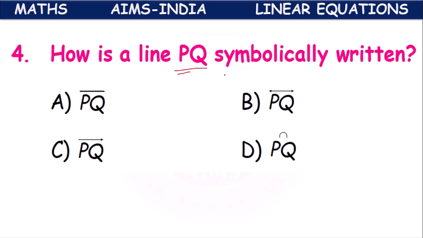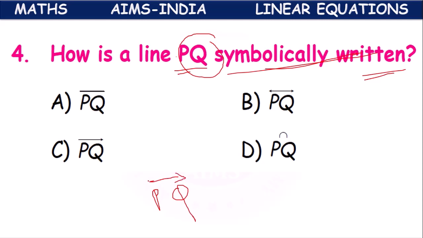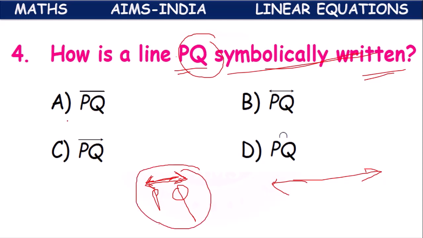So how is the line PQ symbolically written? So line means on PQ we have to keep a bar with the two arrow marks at two ends. Not end points, because line will not have any end point. It can be extended towards right side, extended towards left side. So at two corners, two arrows we have to keep, and this will be the symbol of a line. Only bar without arrows, no. Bar with arrows, correct. Bar with only one arrow, wrong. It's like a curve, wrong. Arc. So option B is correct.